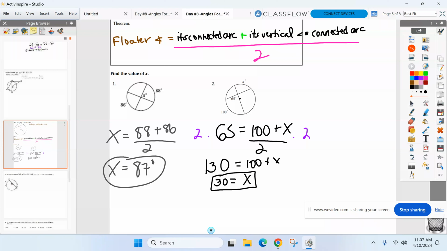Okay, everyone all good on the basics of using a floater angle? Because now we're going to get a little more complex. We're all good?